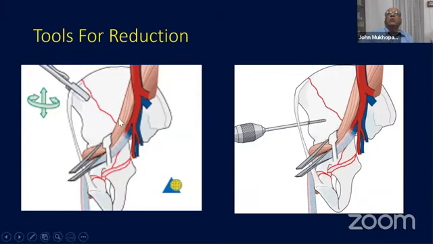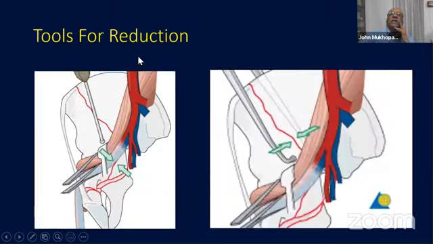So this is what you use. You can use Farabeuf clamps, you can use an iliac Schanz screw into the supra-acetabular area just above the inferior spine, and use this to manipulate the anterior part of the column to reduce it to the crest, and then you can put a lag screw depending on where the fracture line is and the plate across that area.